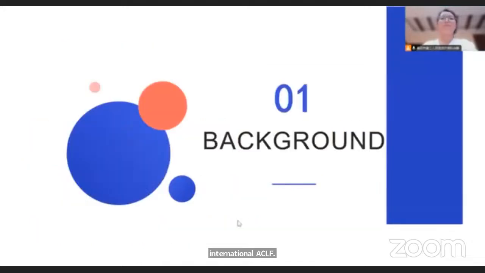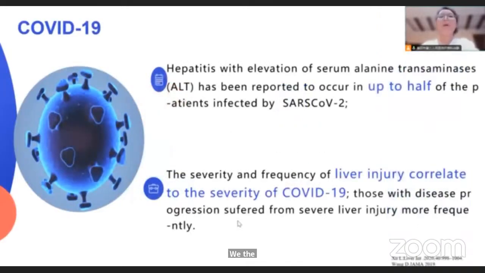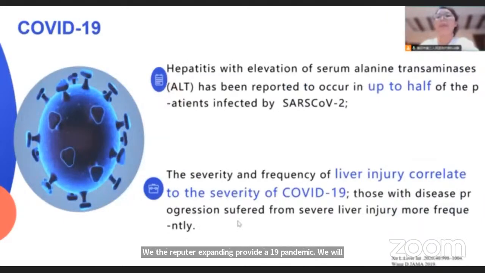Next, let me share this article with you. First, let's look at the research background. With the rapidly expanding COVID-19 pandemic, liver injury has been increasingly recognized as part of the clinical picture. The underlying mechanism of liver injury is not clear. Hepatitis with elevation of serum ALT has been reported to occur in up to half of the patients infected by SARS-CoV-2. The severity and frequency of liver injury correlated to the severity of COVID-19. Those with disease progression suffered from severe liver injury more frequently.